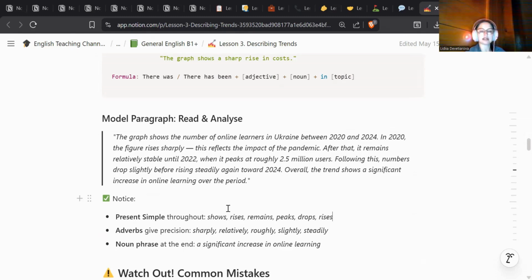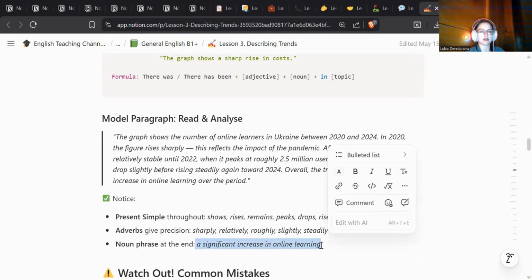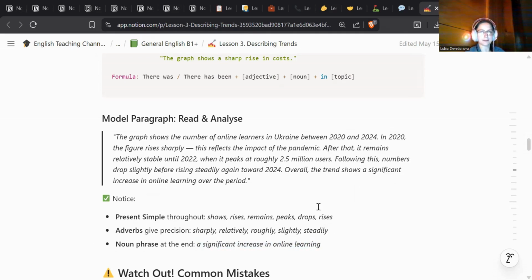So, present simple throughout. Shows, rises, remains, peaks, drops, rises once again, yeah? Adverbs give precision. Sharply, relatively, roughly, slightly, steadily. Noun phrase at the end. A significant increase in online learning, yeah?